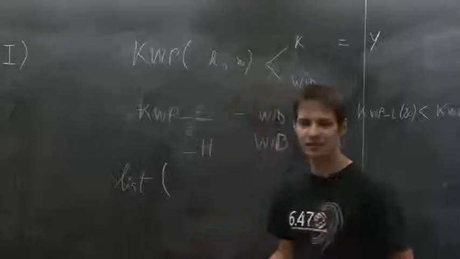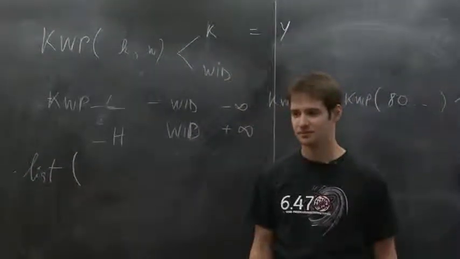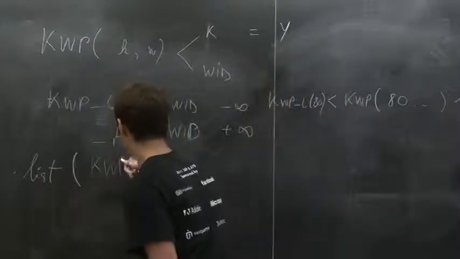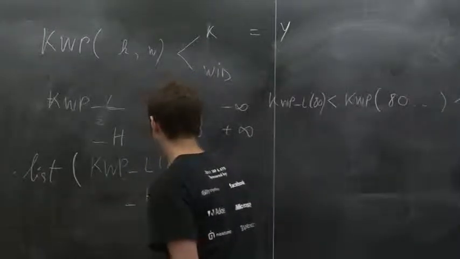So L and H are keys, right? How do I construct my keys? Key wire pair left of 80, low, and key wire pair high of 80.